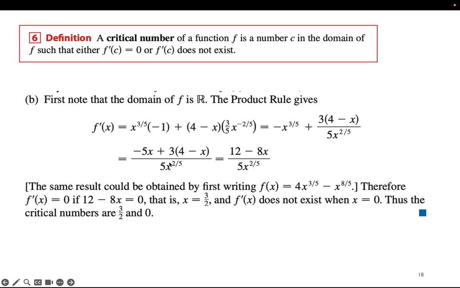And then now you have a common denominator. You can combine them. The top part you can simplify and you get this. And so this is f prime.